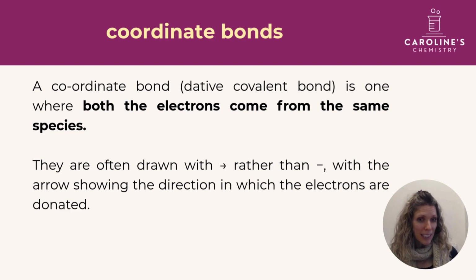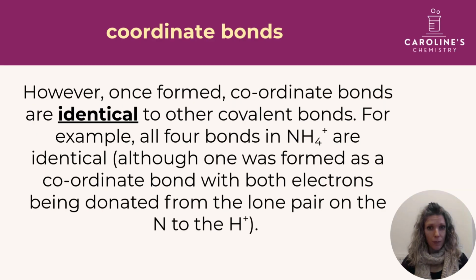Now, sometimes you might see them therefore drawn not as sticks, which is how we draw a normal covalent bond, but rather an arrow, and that shows which direction the electrons are donated. Once they're formed, however, coordinate bonds are identical to other covalent bonds. And questions can often try and catch you out with this. So they'll say, for example, which bond is stronger? And the answer is neither. They are equally as strong because they are both covalent bonds. So apart from how they are formed, they are absolutely identical to any other covalent bond. They're still a shared pair of electrons.